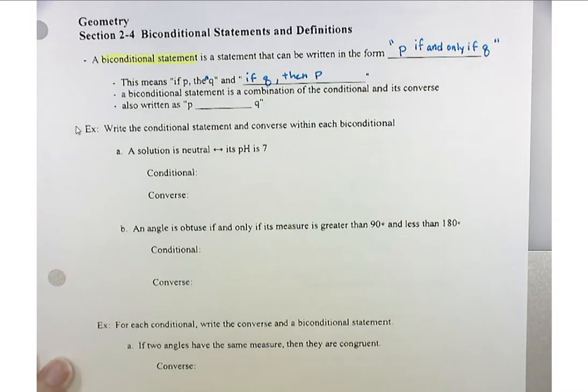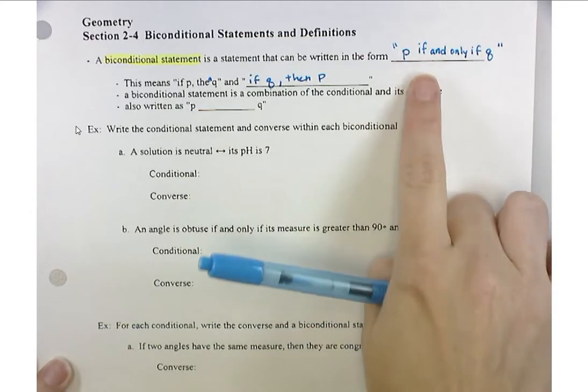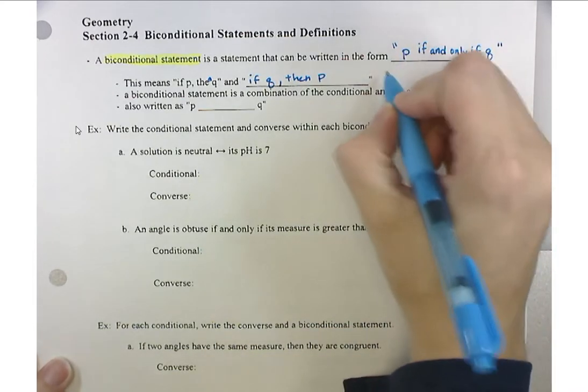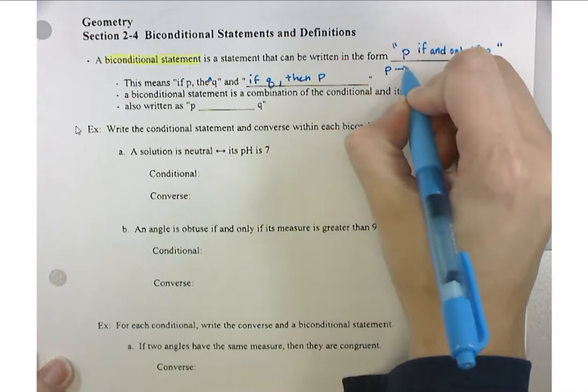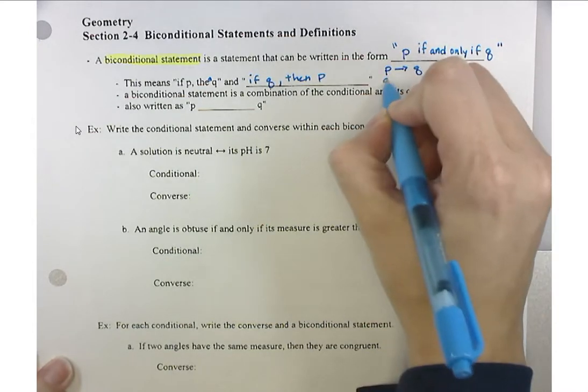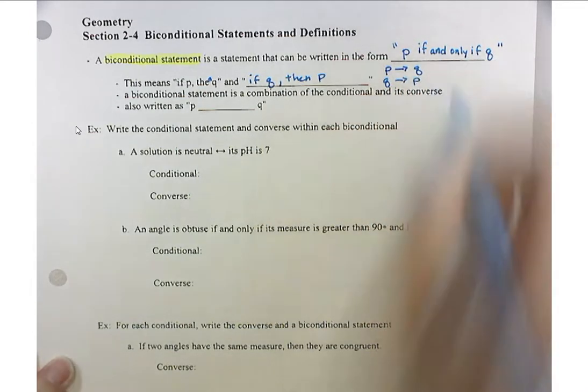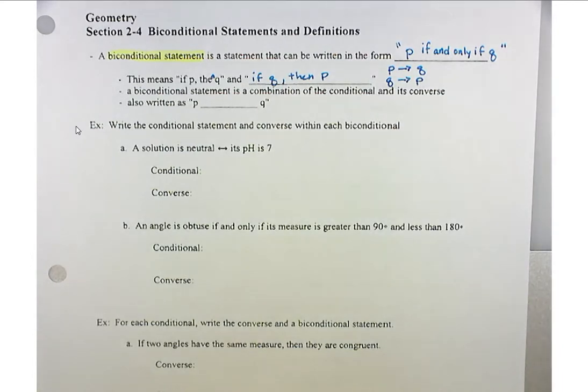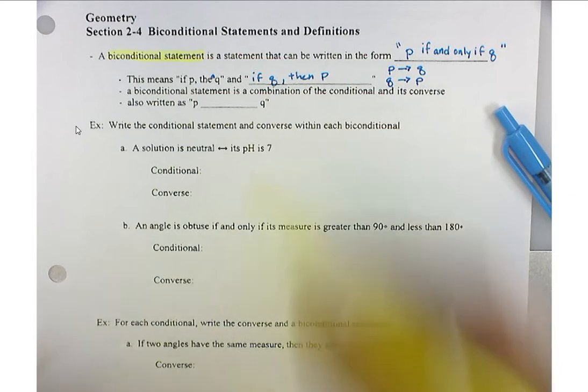Okay, so just to reiterate, if you have a statement that's a biconditional, it means both P goes to Q and Q goes to P. So it's forwards and backwards. So P to Q, Q to P, that means it's the conditional and its converse put together. A biconditional statement is a combination of the conditional and its converse.